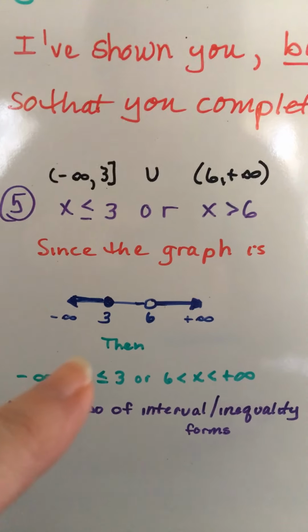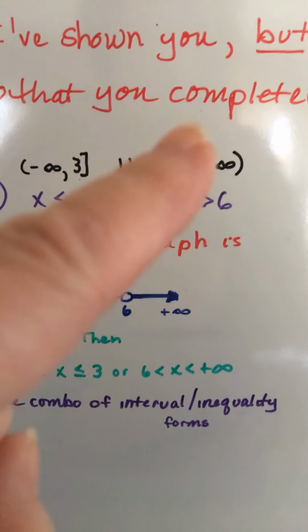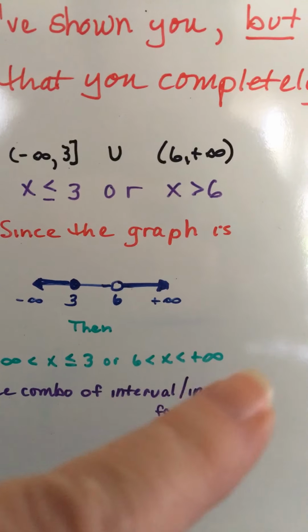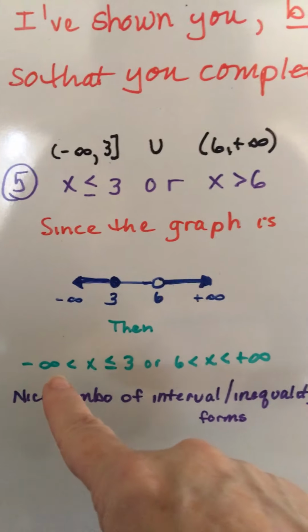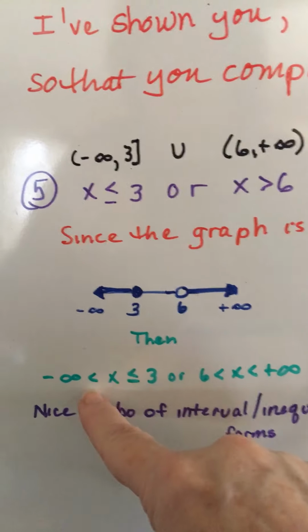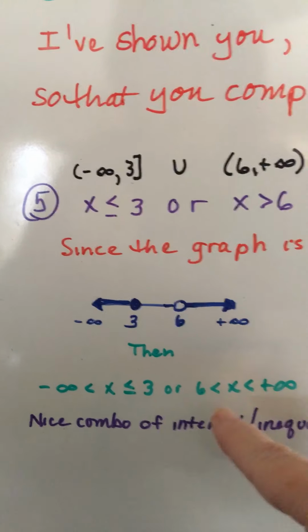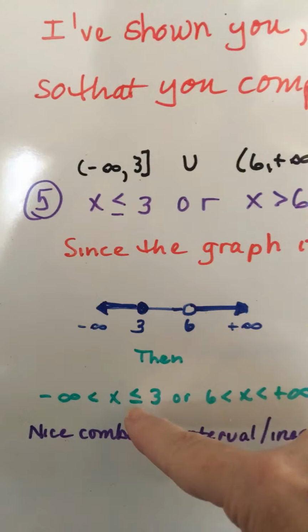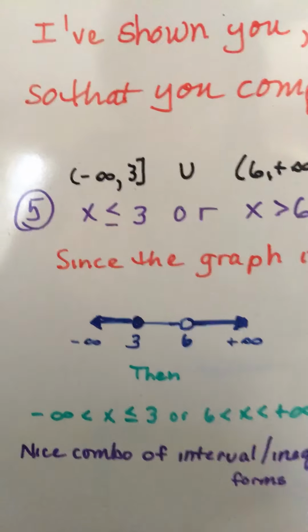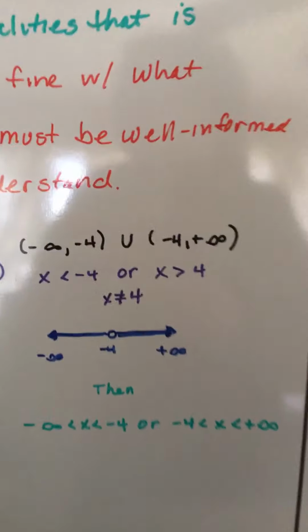See, negative infinity left, 3 right. Put x in between, 6 left, and positive infinity right. Notice the infinities always get strictly less thans. And the only thing that can have equal to are actual real numbers. So 3 can have the equal to, 6 does not. Let's look at another one.